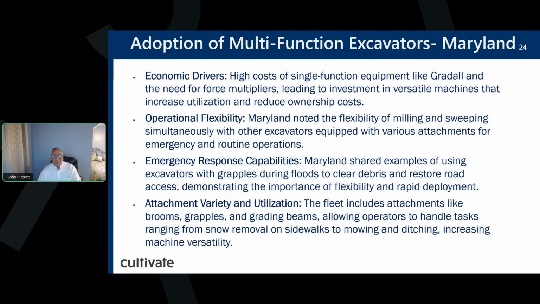All right. The need to purchase versatile equipment and increase operation to lower the ownership costs are a big driver for the DOT. They found that the rubber-wheeled excavators are very flexible and can handle an array of attachment choices, like I mentioned, right? Maryland also shared examples of using those rubber-wheeled excavators for clearing debris from floods and the flexibility of the equipment for rapid emergency deployments. Again, for those of you that may be interested, there is an attachment type readiness report, I think I called it, for each of those equipment types that we reviewed as part of this overall project.